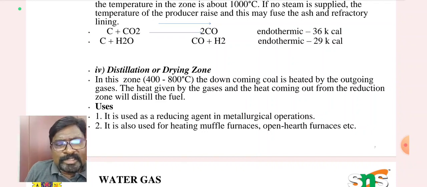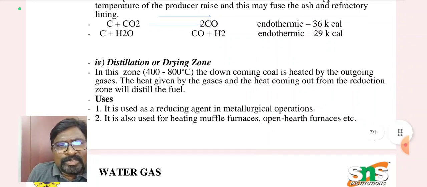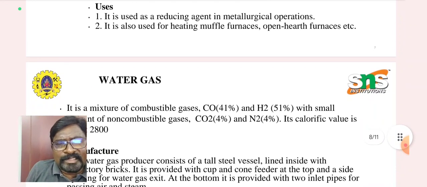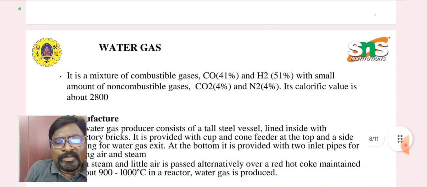Now the uses of this producer gas. It is used as a reducing agent in metallurgical operations. It is also used for heating the muffle furnace, open hearth furnace, etc. The next gaseous fuel that we are going to discuss is the water gas.